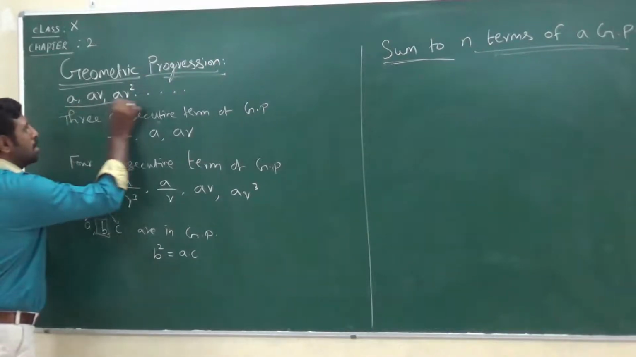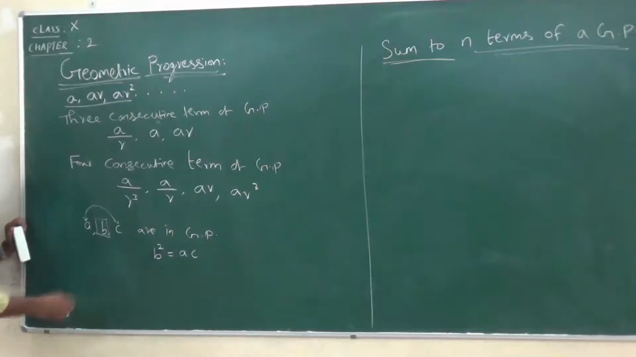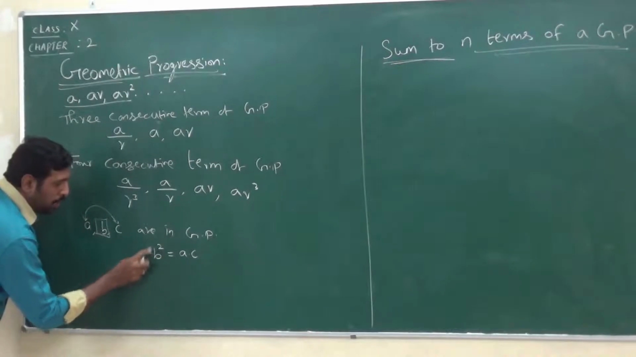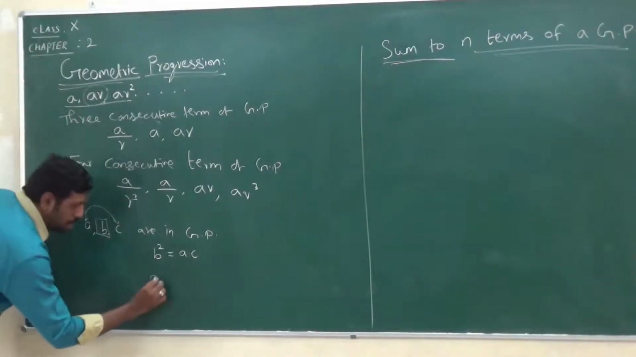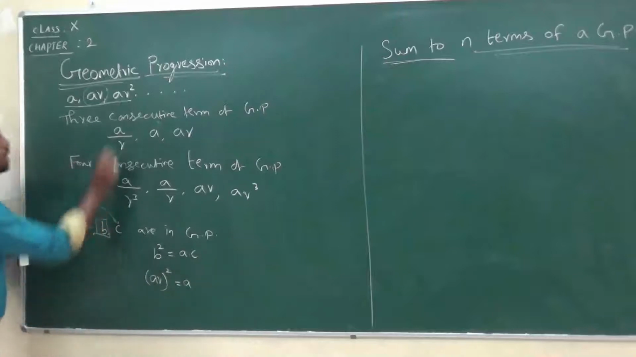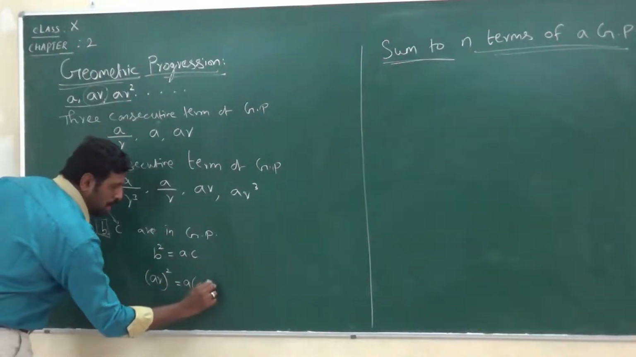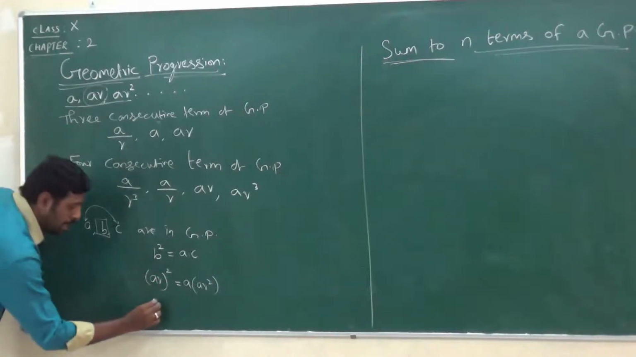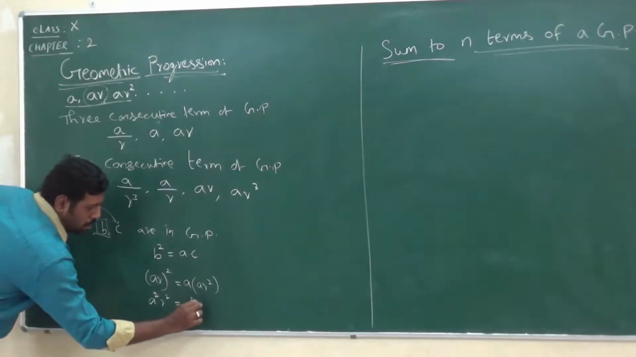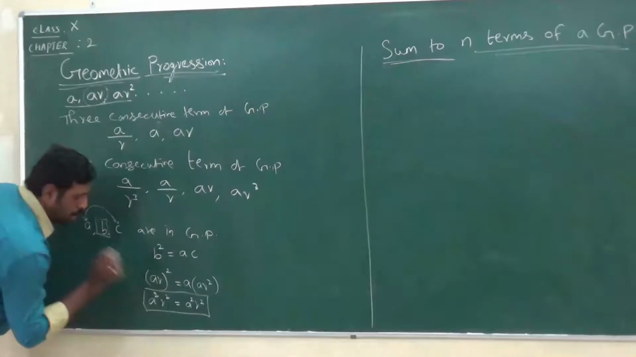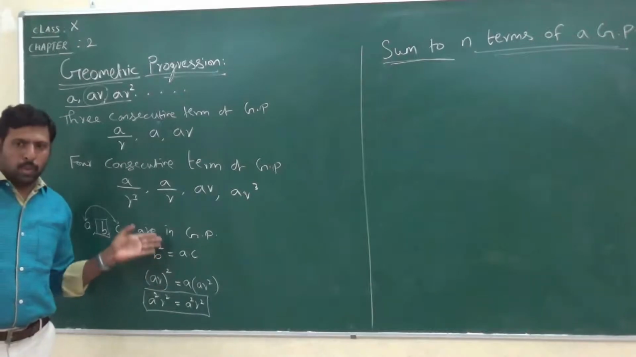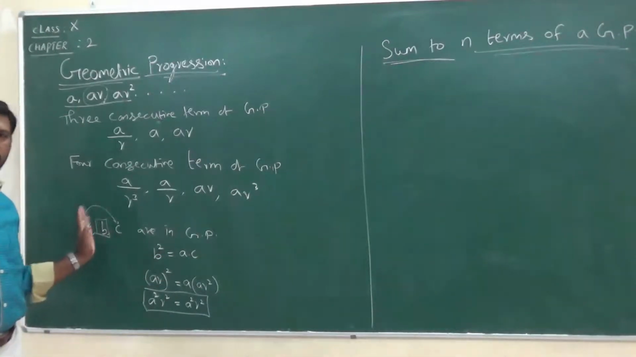For the general terms, if I take these terms as a GP, now check it. The first term is A and the third term is AR square. In this I apply B square: the middle term AR whole square is equal to the first term A into the third term AR square. Now squaring, we get A square R square, and A into A is A square, R square. So if three terms are in GP, we have the form B square is equal to A into C, that is the middle term square is equal to the first term into the third term.